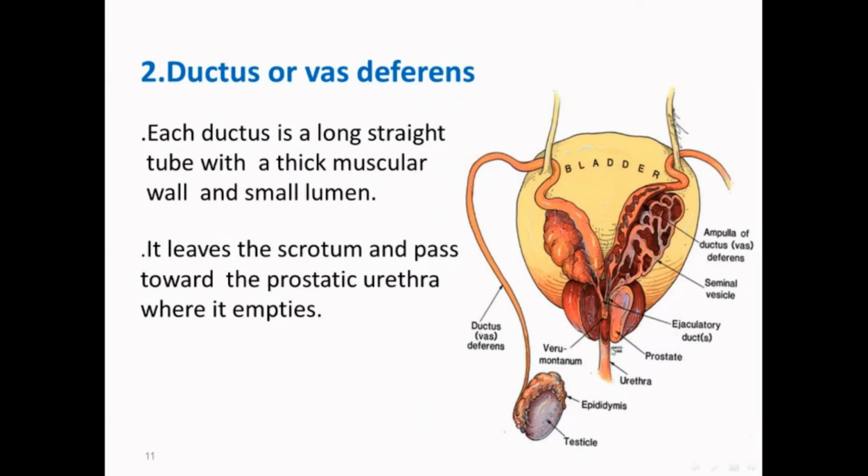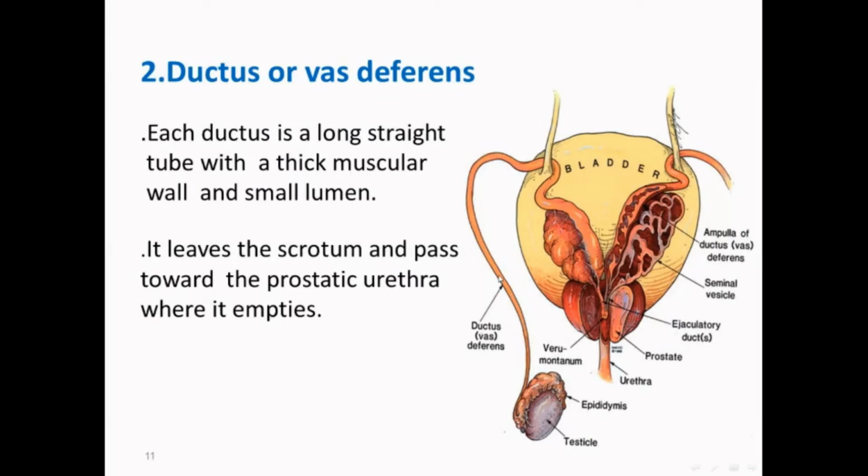The urethra is generally divided into three parts in the male. The first is the intratesticular part that runs through the center of the prostate, called the prostatic urethra. The second part is called the membranous urethra, and the final part runs through the penis and is called the penile urethra.